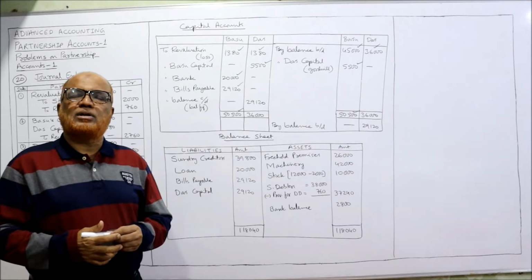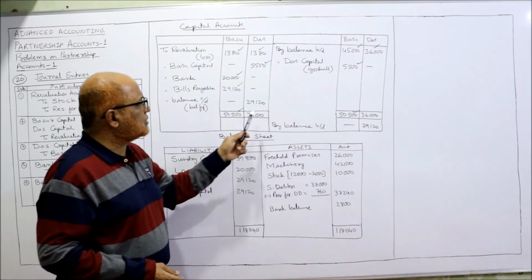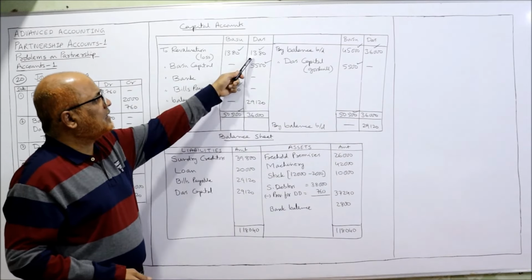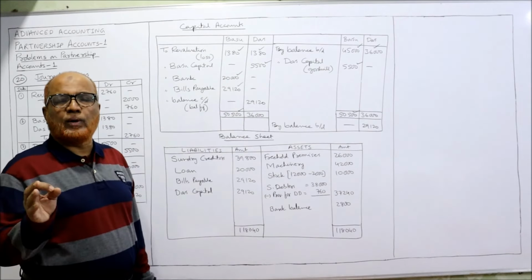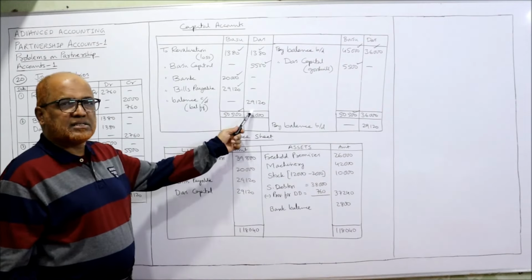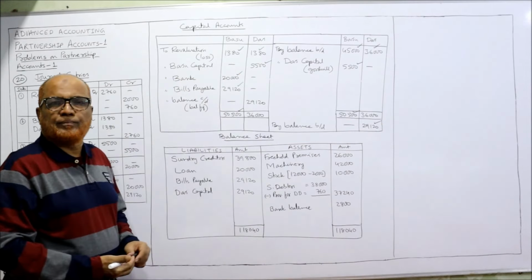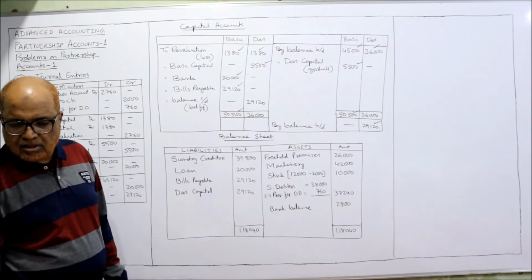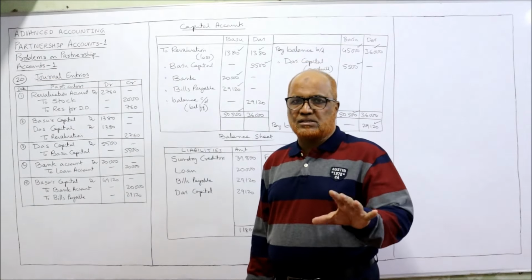Now, how much is the amount remaining in Das's capital? Credit side 36,000. 36,000 minus 1,380 minus 5,500, 29,120 is the remaining balance in the account of Das. So Das capital 29,120. That's all. Capital account completed. Now finally, we are required to make the balance sheet of Das.